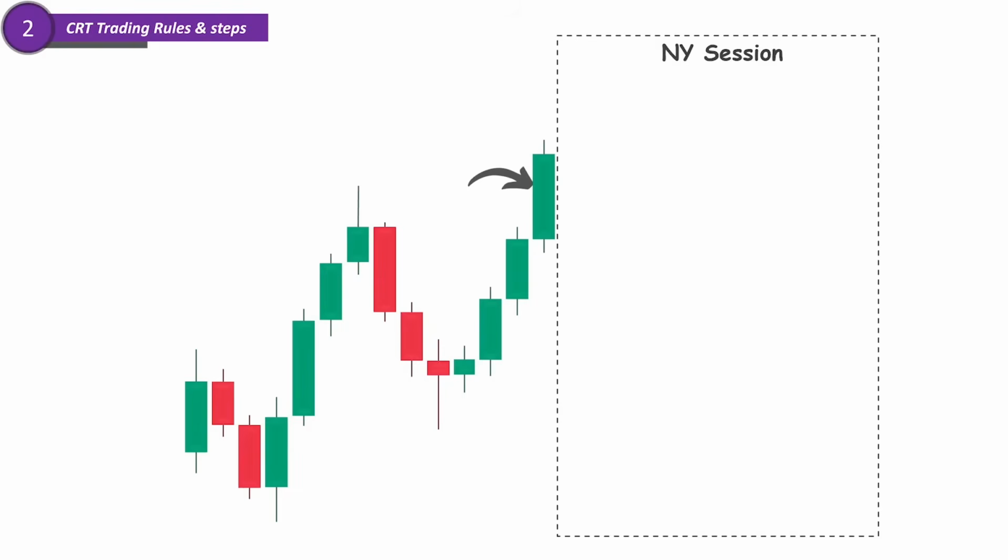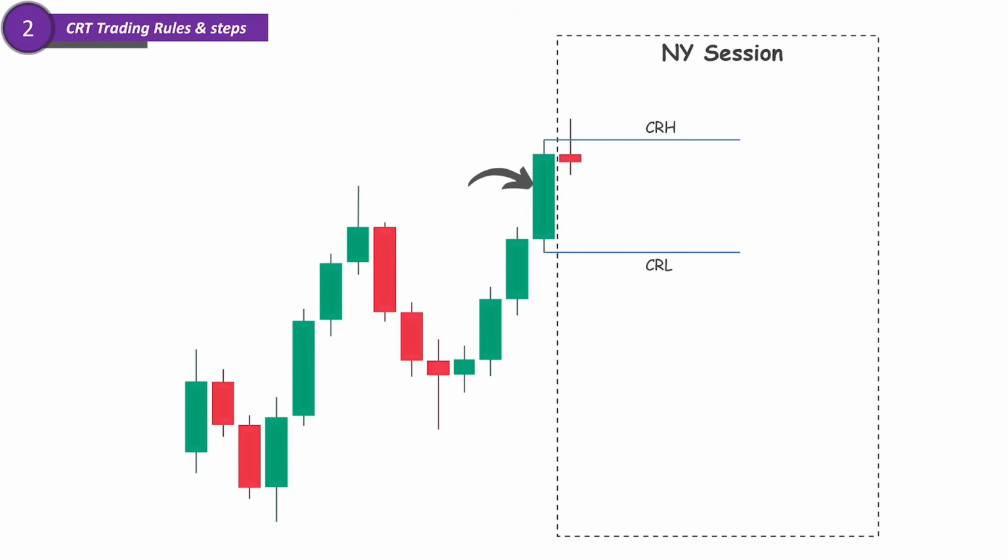Why? Because the New York session is known for its strong reversal movements, especially right after the open. Typically, it starts by sweeping the liquidity built up during the London session, and then, often, reverses direction. This makes it a great trading opportunity. So, here's a smart approach. Apply the CRT model to the 1-hour candle before the New York Open.